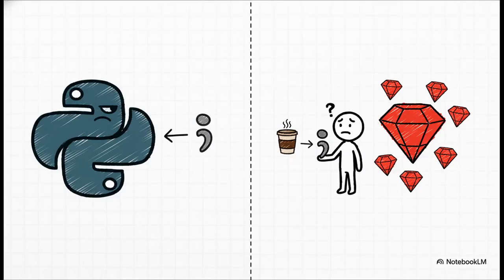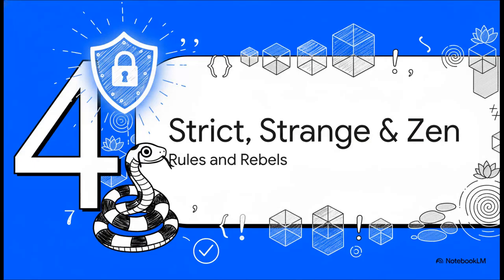And other languages in this optional camp have their own little cultures too. In Python, you can use a semicolon to put multiple statements on one line, but it's really frowned upon. Same thing in Ruby. Using semicolons is kind of a cultural tell, a dead giveaway that you probably just came from a language like Java or C++. The syntax allows it, but the community will definitely give you the side eye. So we've seen the lone wolf, Go, and we've seen the chaotic democracy of the optional languages. But what about the other side of the map?